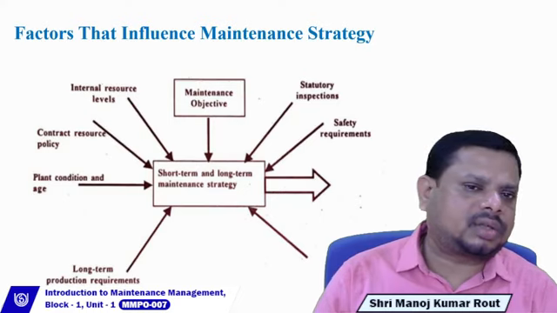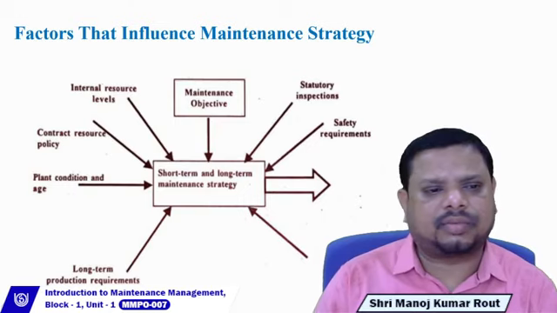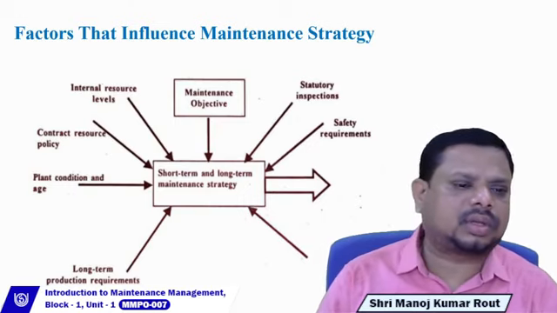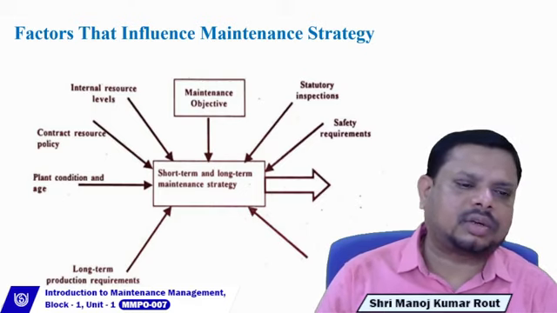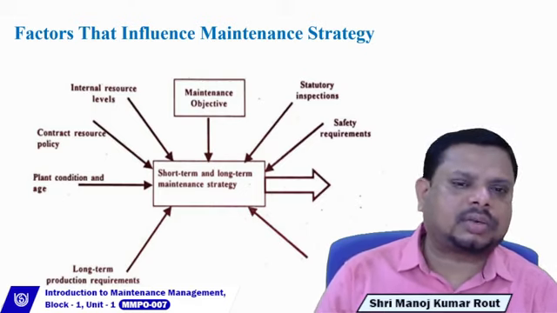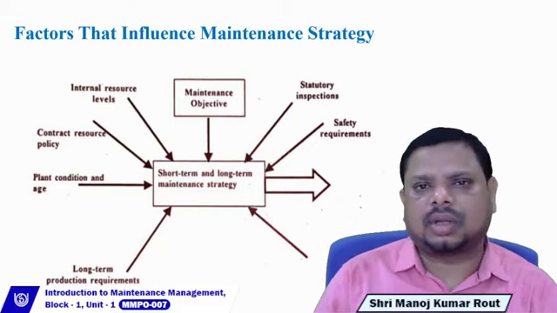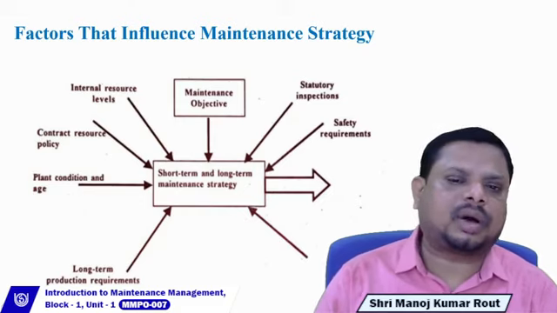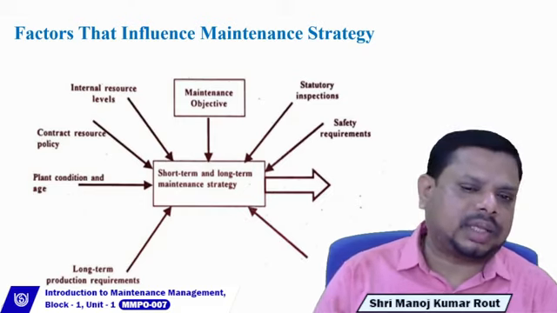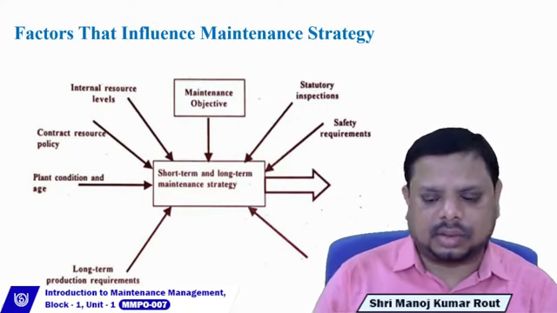As far as the maintenance strategies are concerned, these are the factors which directly affect them. I'm repeating. The first one is internal resource levels, contract resource policies, plant condition and the age of the plant. Then the next is whether the company focuses on long-term or short-term production requirements. The next is safety requirements or statutory inspection. These basically affect the maintenance strategies directly.